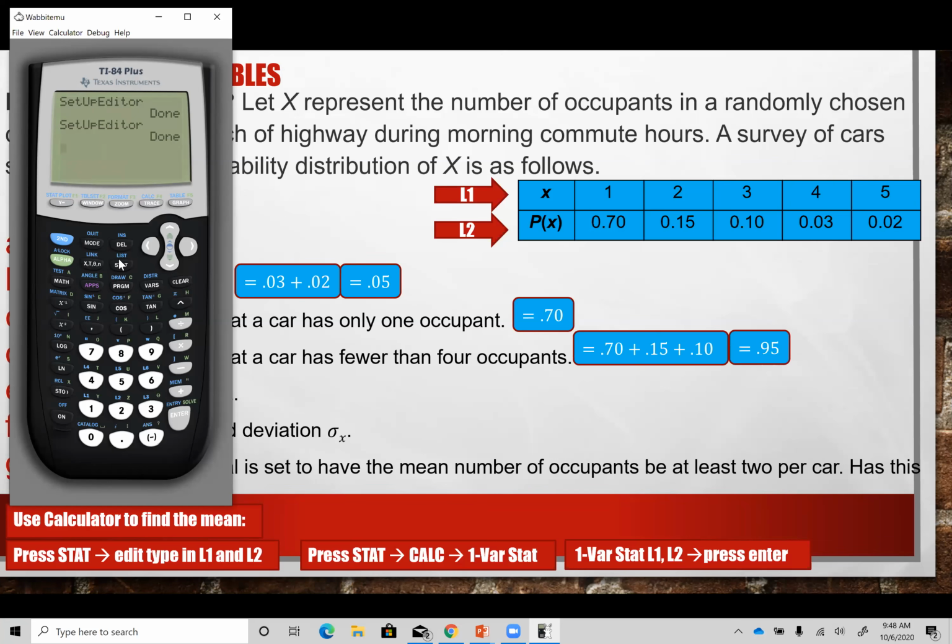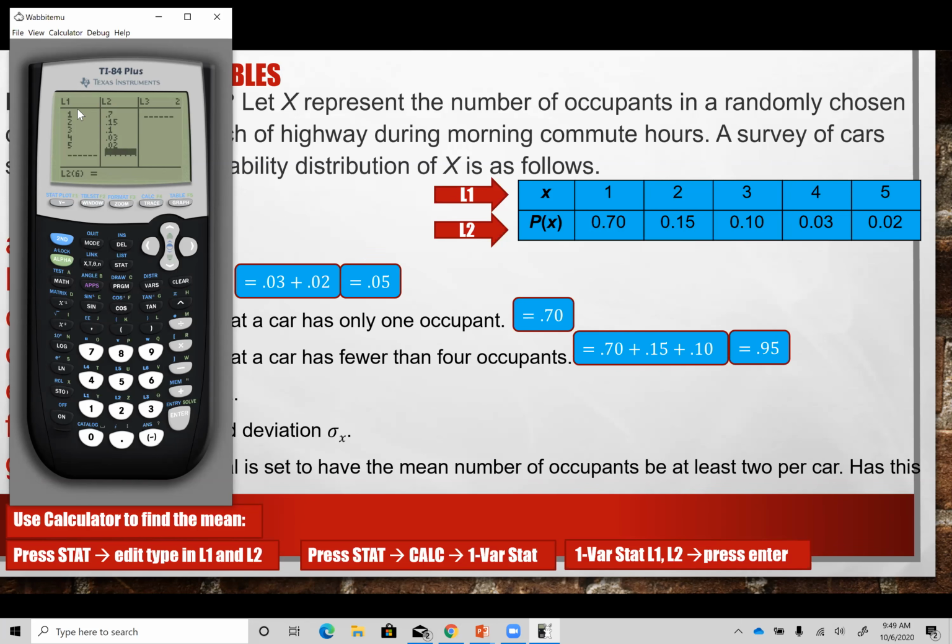So let's take a look at our data. This is what we need to put in. In my L1, I need to press in 1, 2, 3, 4, 5. Right? 1 person, 2 people, 3, 4, and 5 people. And my L2, I have 0.7, 0.15, 0.10, 0.03, and 0.02. So make sure that you have 5 data in L1, 5 data in L2, and they all correlate to each other, 1 for 0.7 and 0.15, 0.1, 0.03, and so on.